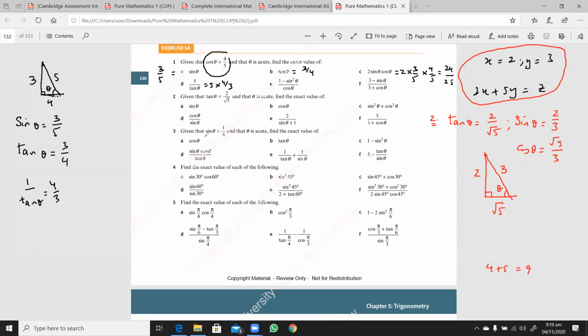Who will tell me, if in your third question your sine theta is 1 over 4, what will be cos theta? Under root 15 over 4. Let me see. Okay, mashallah, you were very quick.